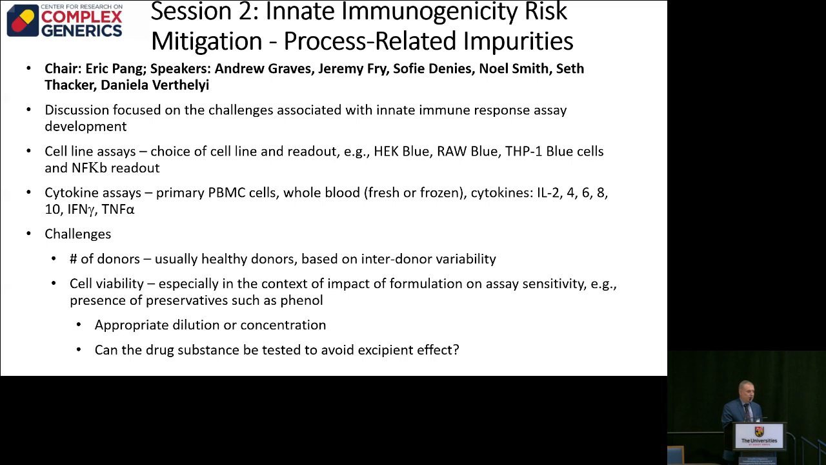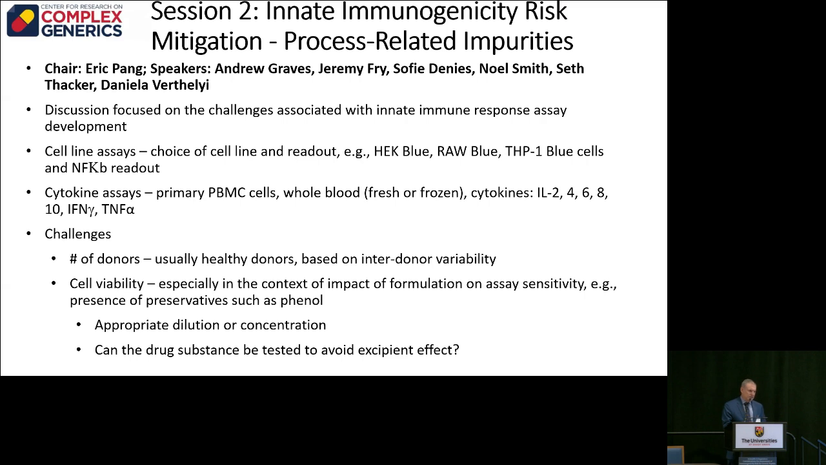In terms of the types of assays that were discussed, there was some discussion about cell line assays, the choice of cell line and the readout. So for example, HEK-Blue, RAW-Blue, THP-1 Blue cell lines, and NF-kappa B is a potential readout that can be used. But most of the discussion focused on the cytokine assays, as these seem to be more favorable these days for conducting these types of assays.